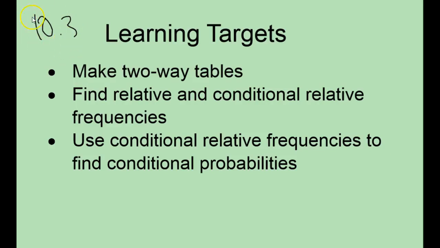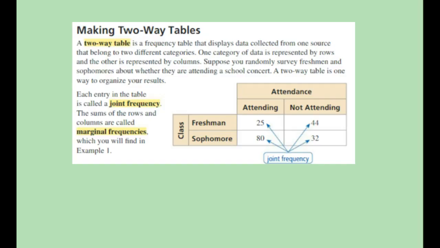So here we're looking at section 10.3, and our learning targets are, first, we're going to make two-way tables and figure out what those look like. Then, using those two-way tables, we're going to find relative and conditional relative frequencies, and then we're going to use those conditional relative frequencies to find some probabilities.